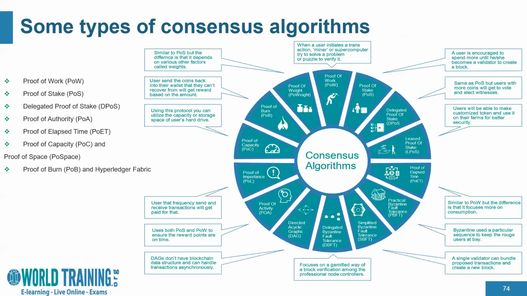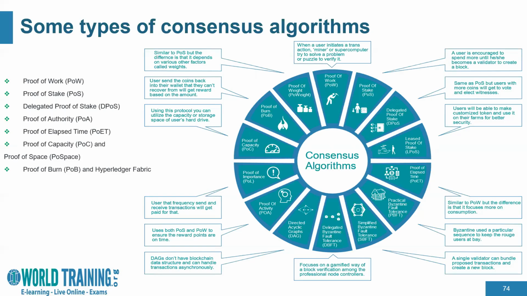They are just a handful of types of consensus algorithm; there are multiple types as well. The first one is proof of work, as we call it, PoW. When a user initiates a transaction, a miner or supercomputer tries to solve a problem or puzzle to verify it. In proof of work, it is these miners who solve mathematically tough problems to earn the right to those coins.